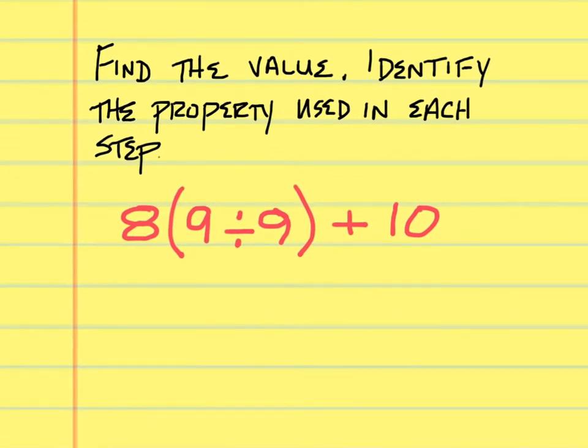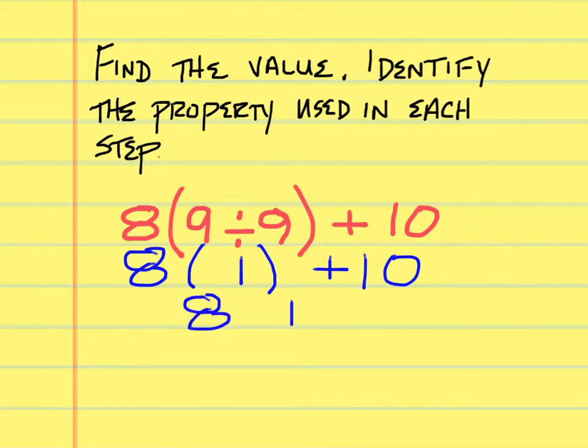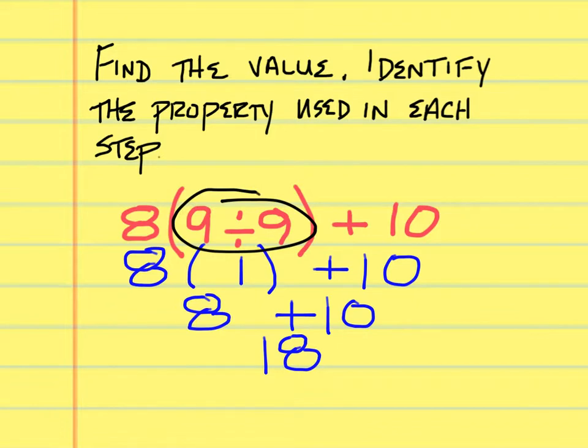So the first step is to go to the parentheses and do 9 divided by 9. That's just 1. 8 times 1 is 8. And 8 plus 10 is 18. But we have to identify the property used in each step. Well, here, 9 divided by 9 is 1. All we did there is simplify. Horribly written, but it's supposed to be simplify.